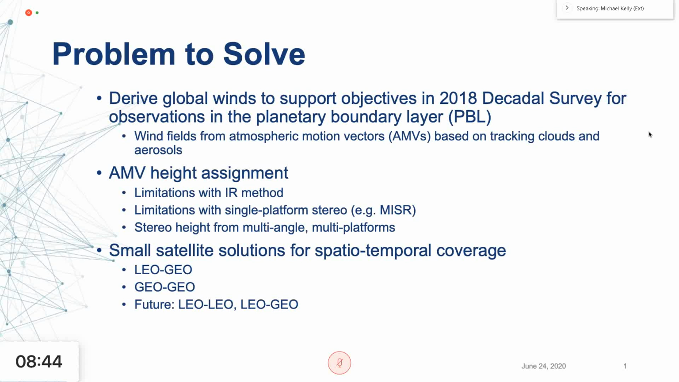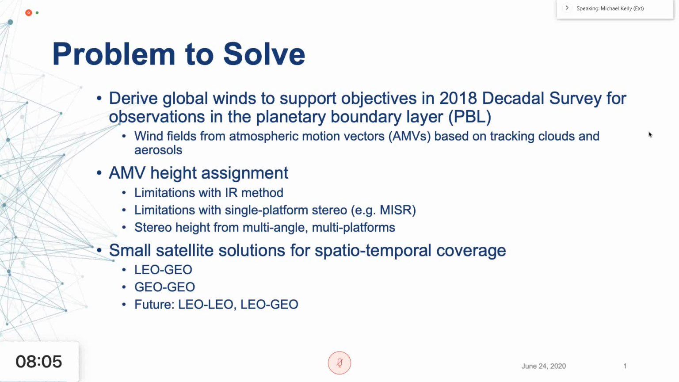So the basic problem that we want to address here are global winds and heights in the boundary layer. As discussed in the 2018 Earth Science Decadal Survey, precise, accurate winds are a very high priority. The objective of this project is to develop the capability to retrieve atmospheric motion vectors, and we want to do it at sufficient spatial and temporal resolution to study boundary layer processes such as diurnal variations or stratus to cumulus transitions in the tropics. Atmospheric motion vectors have been around for some time.